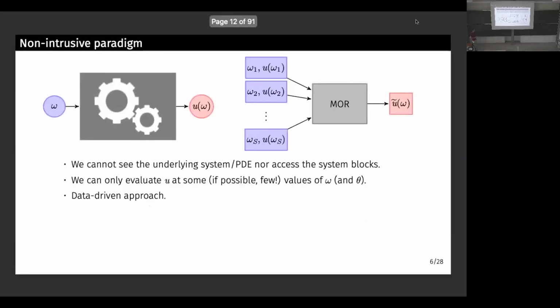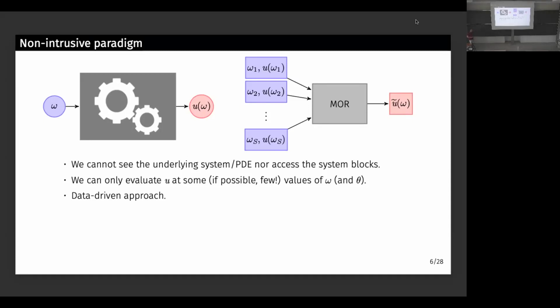Now, as the title suggested, we are trying to do all of this in the so-called non-intrusive paradigm, where essentially we are not necessarily assuming that we are able to access the structure of the system, of the PDE that defines our problem. So for instance, if we have a linear time invariant system, we're not assuming to be able to access the blocks E and A of the system or the right-hand side, for instance.